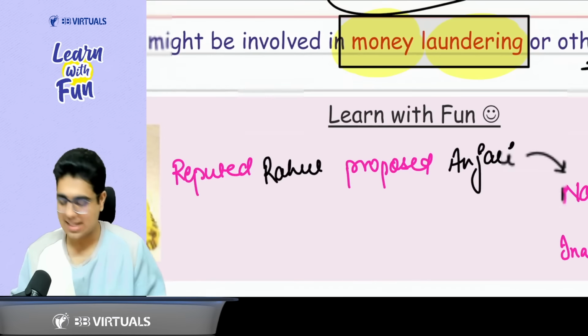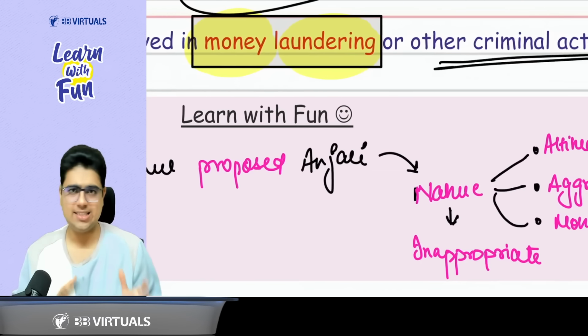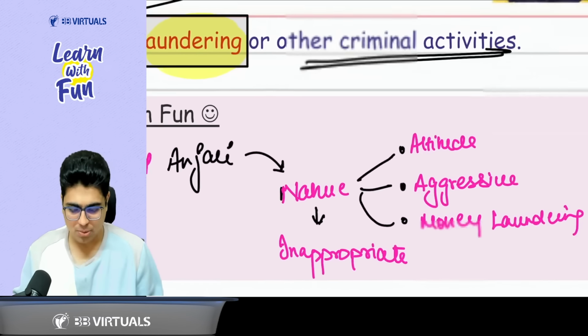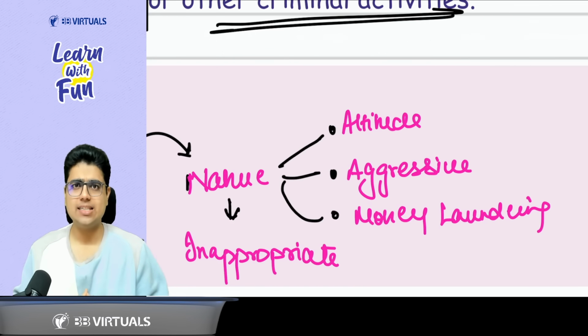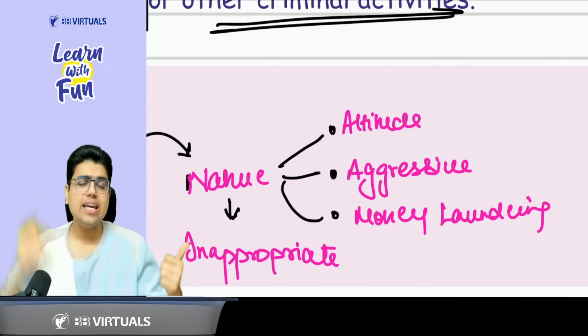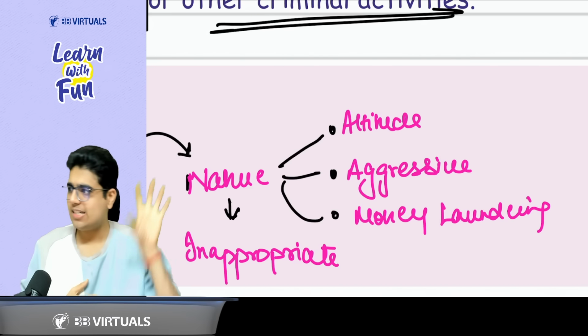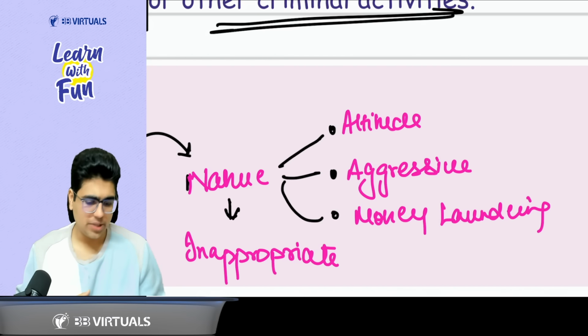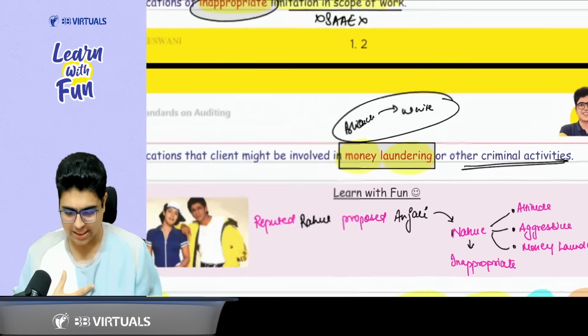So remember this: reputed Rahul proposed Anjali. Reputed Rahul proposed Anjali, but then Anjali saw his nature. He has a lot of attitude, he is very aggressive, and he also does money laundering. And she found the nature to be very inappropriate. Now let's link the points very easily.